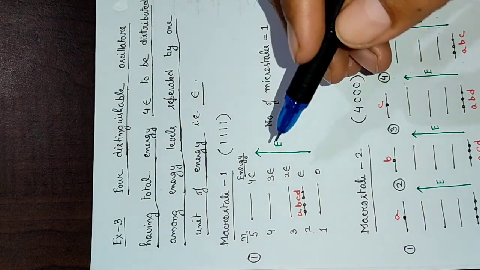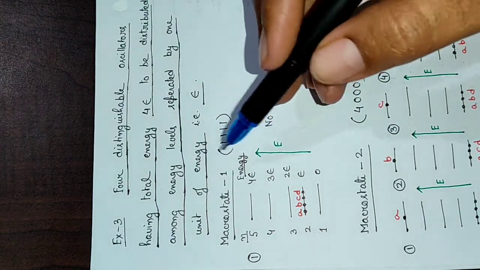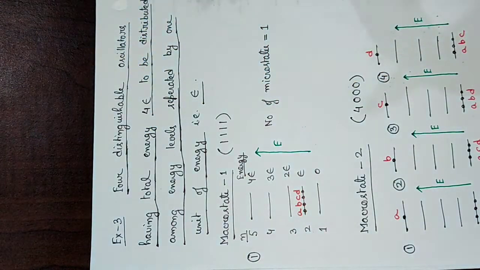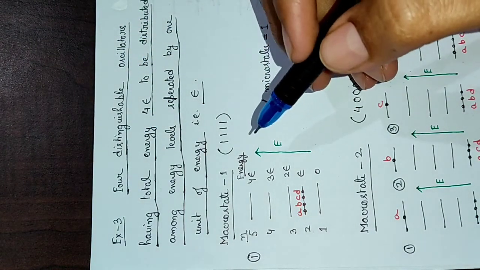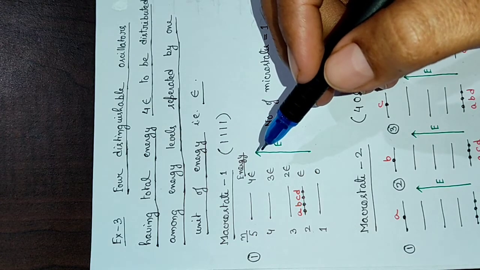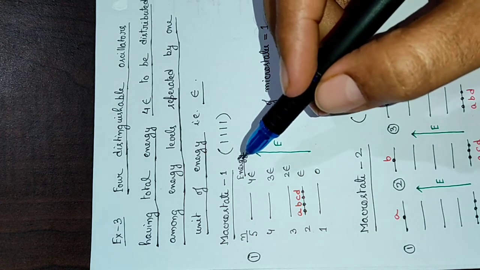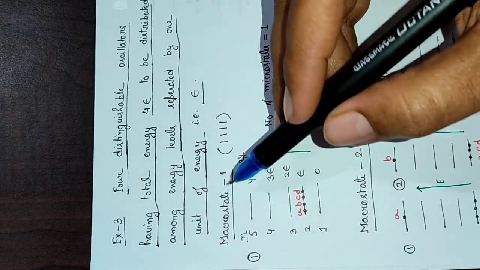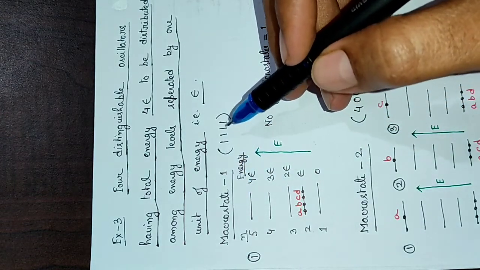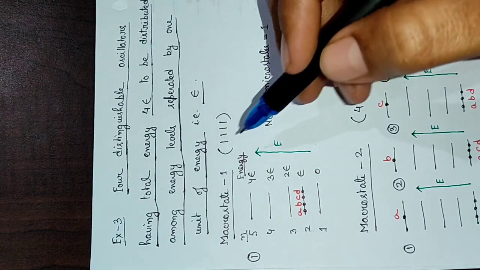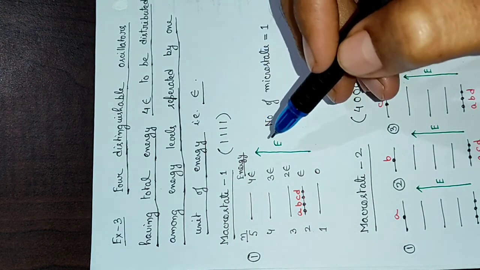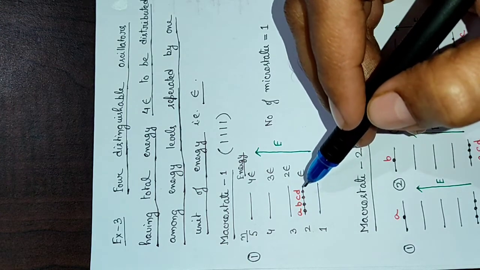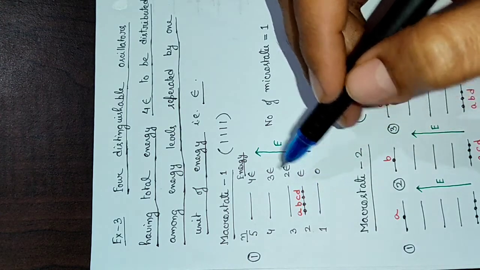So I have described in the previous class that when we were taking 4 indistinguishable particles, then we were getting 5 macrostates. Now those macrostates will remain the same. That is the first macrostate, which is 1111. That is, the 4 particles will occupy the first excited state having energy epsilon each.